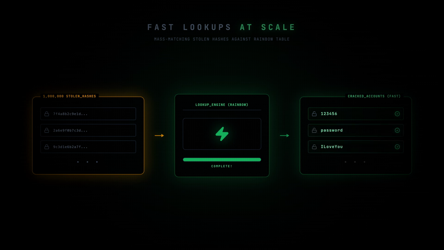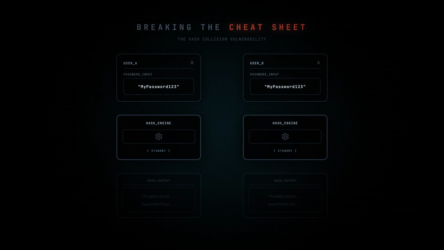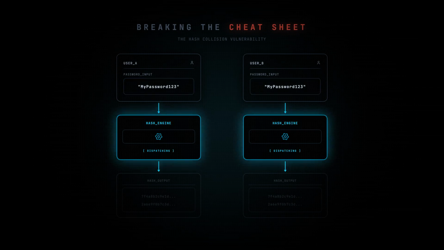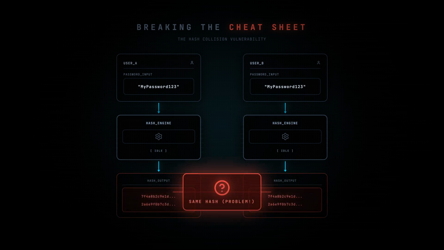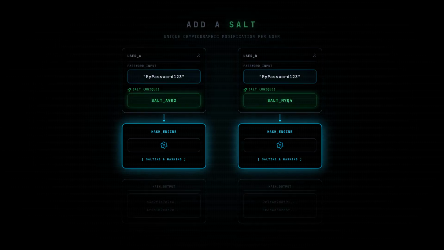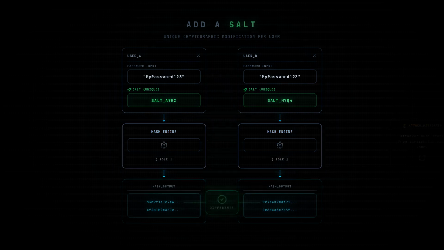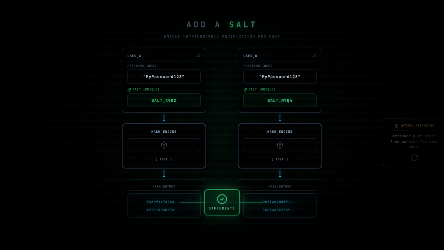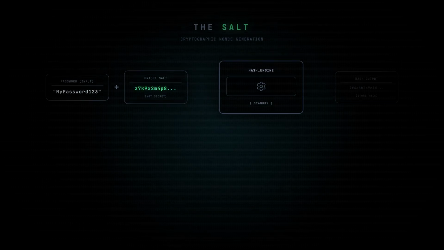So how do we break the cheat sheet? How do we make it so that even if two people have the exact same password, their blended string looks completely different? How do we make it so the hacker has to start from scratch for every single user? We add a secret ingredient, something called a salt. A salt is a long, unique, random string of characters that the website generates just for you the moment you sign up. It's not secret. It's stored right next to your hash in the database.